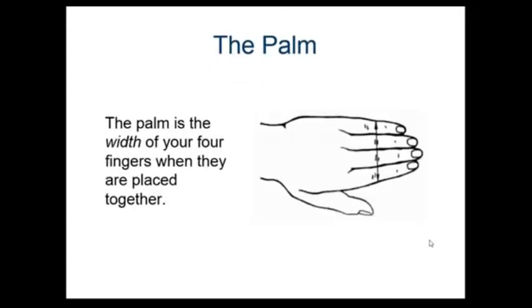The palm is kind of like a hand span, but your fingers are together. And it's just across the four fingers that you have there. So the palm is the width of your four fingers when they are placed together.